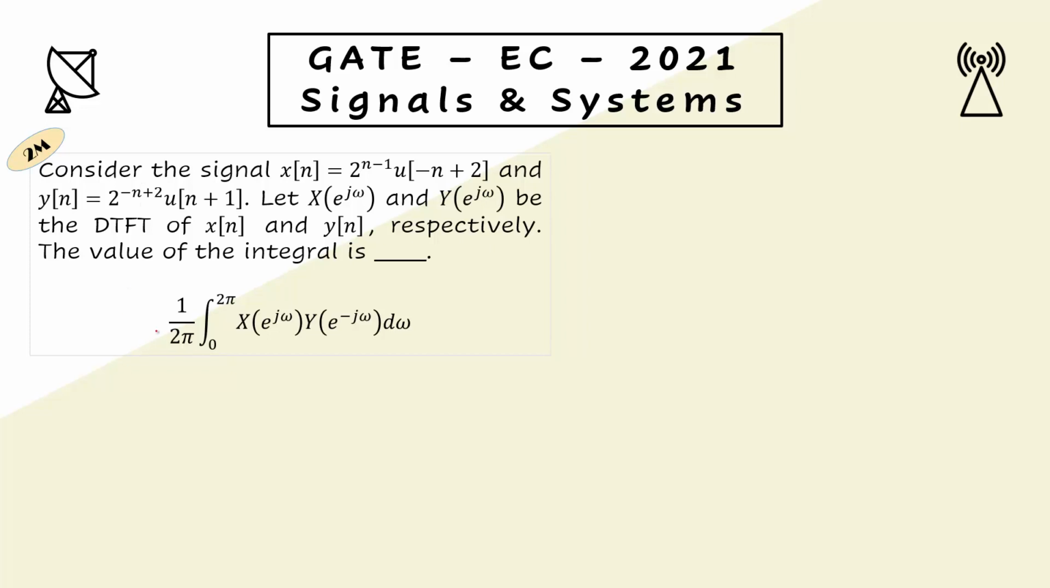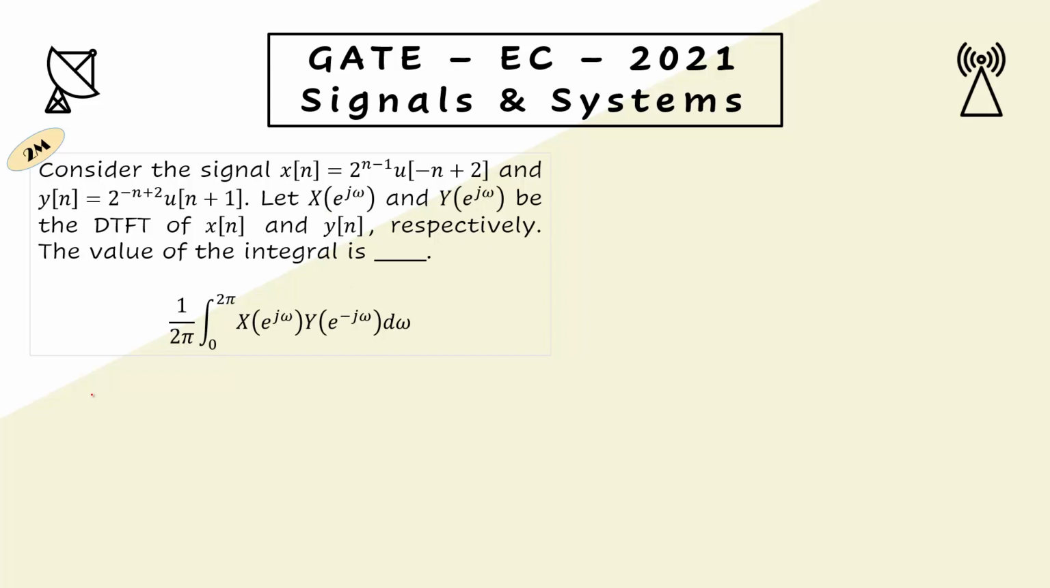Hello friends, let us solve one more GATE problem, and the question goes like this. So we have two signals x of n and y of n which are defined here, and their Fourier transforms are x of e power j omega and y of e power j omega.